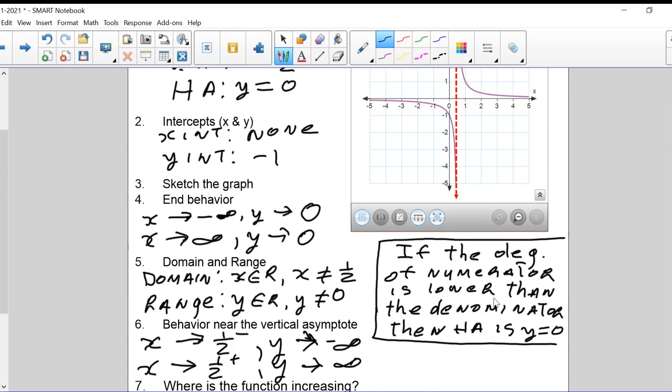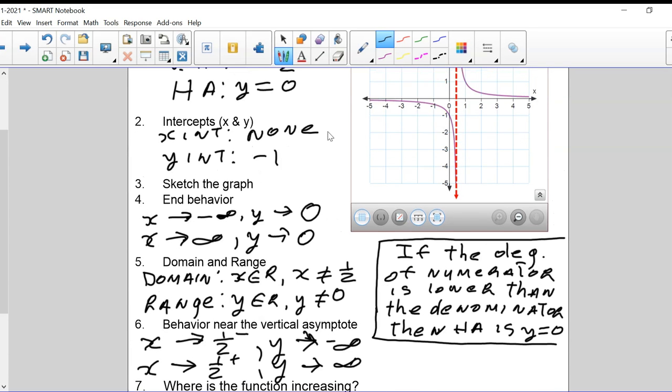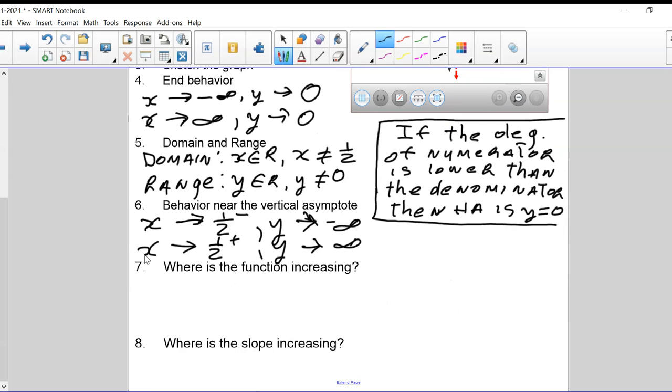Okay, next question. Where is the function increasing? Right? They're going up. Yes, yes. As I go from, let me just go back and answer that question. As I move this way, the function is shooting upwards. Okay? All right, next question.